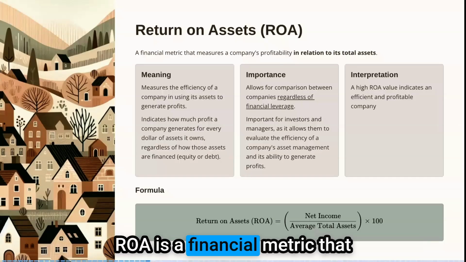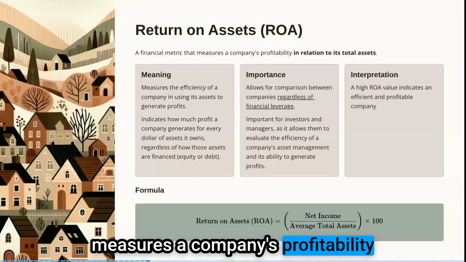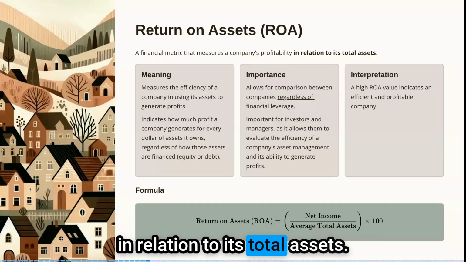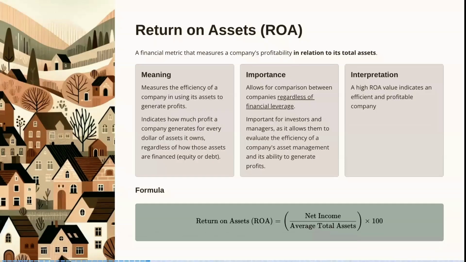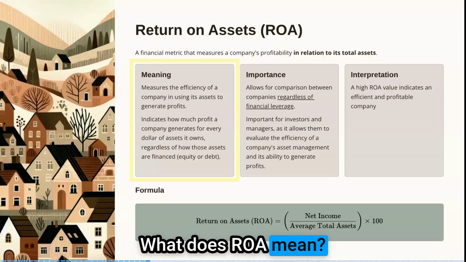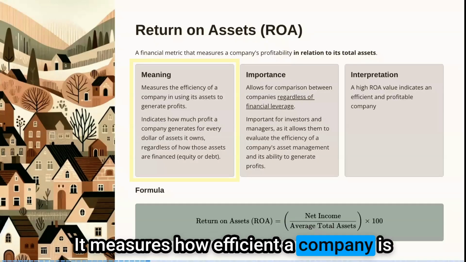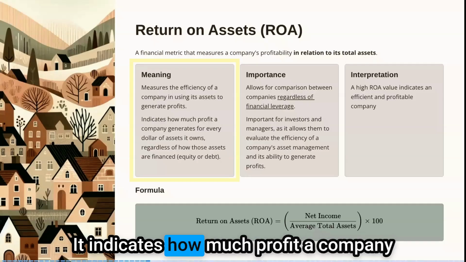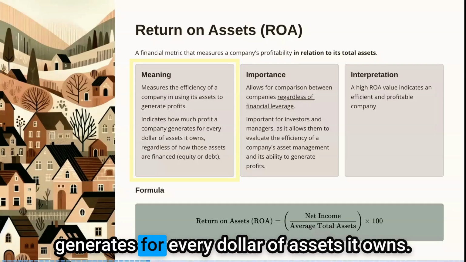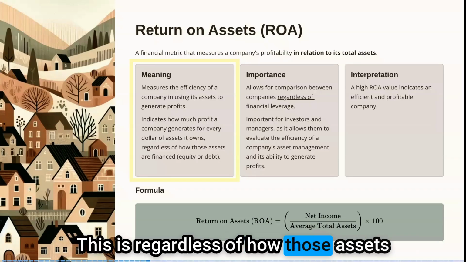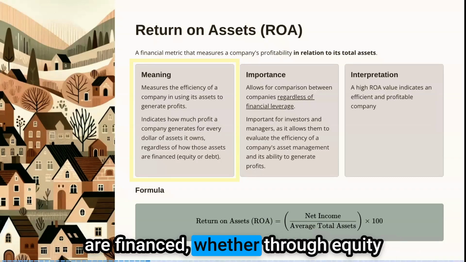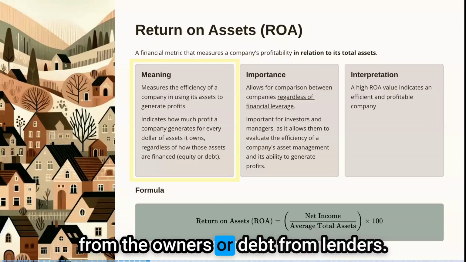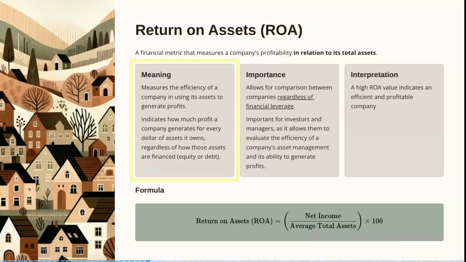ROA is a financial metric that measures a company's profitability in relation to its total assets. What does ROA mean? It measures how efficient a company is at using its assets to generate profits. It indicates how much profit a company generates for every dollar of assets it owns. This is regardless of how those assets are financed, whether through equity from the owners or debt from lenders.